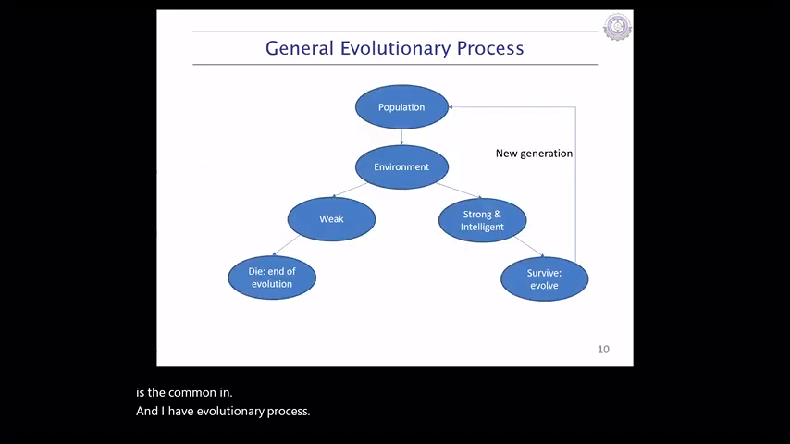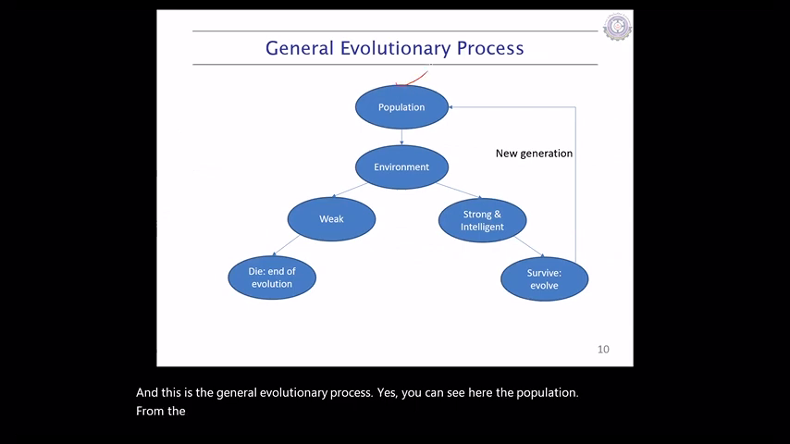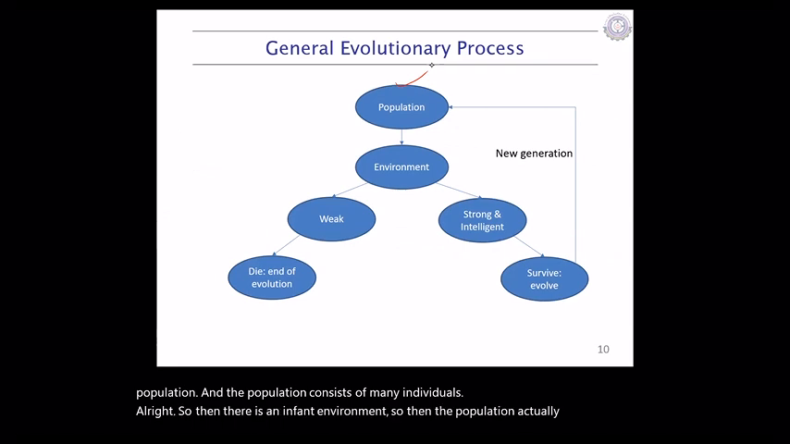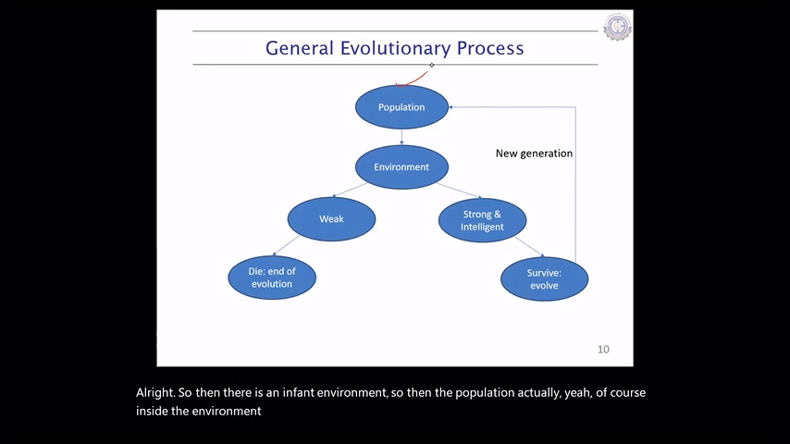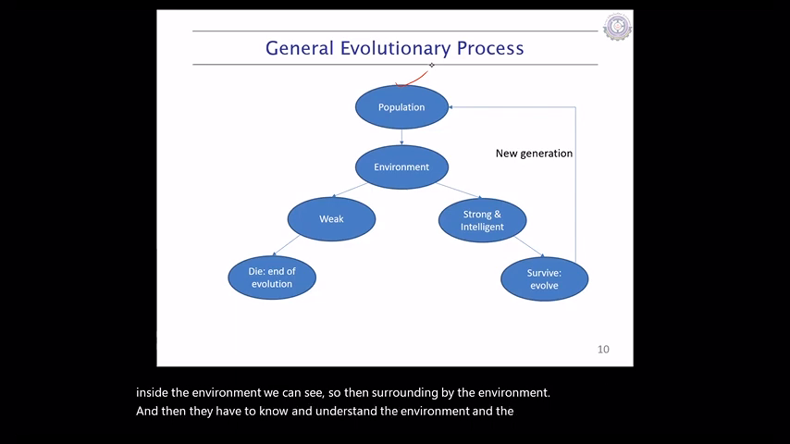And this is the general evolutionary process, as you can see here. From the population, there are individuals. Some individuals construct a population. The population consists of many individuals. Then there is an environment, and the population is inside the environment, surrounded by the environment. They have to know and understand the environment and the situation here.